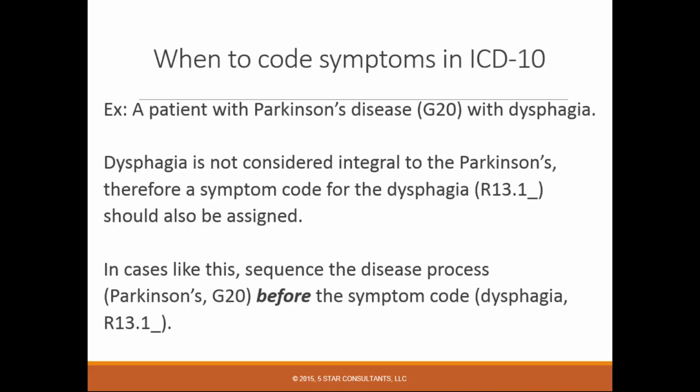Okay, so a patient with Parkinson's, G20, with dysphagia. Dysphagia is not considered integral to Parkinson's, and so you do code the symptom code for dysphagia, R13.1 with another digit. In cases like this, you would sequence the Parkinson's before the symptom code.